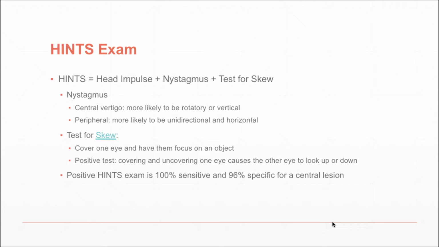So you have the patient focus on an object, either your nose or something far away, and you cover one eye and you uncover it quickly, and you'll see the other eye deviate, meaning that they're using their extraocular movements to basically shift whether you cover one eye or the other. Now, when they say the HINTS exam is 100% sensitive for a central lesion, anything that's abnormal in any three of these tests, you have to do a little bit more of a further workup for a central cause of vertigo.